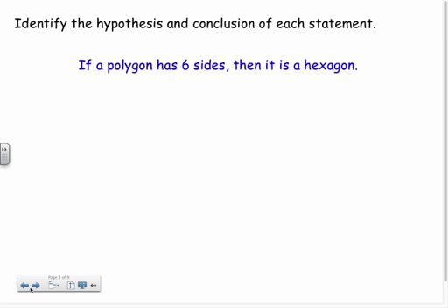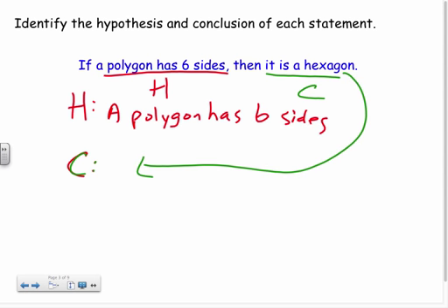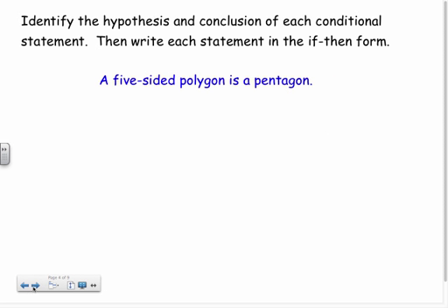So first thing in your assignment, just identify it. You can just put H for hypothesis and C for conclusion. If you're given it on a test or a quiz, simply underline the hypothesis and put H, and simply underline the conclusion and put C. That's perfectly fine. Otherwise, on your paper tomorrow, you might actually have to write it out, that a polygon has 6 sides. Same thing for the other one. Hypothesis after the if, conclusion after the then.